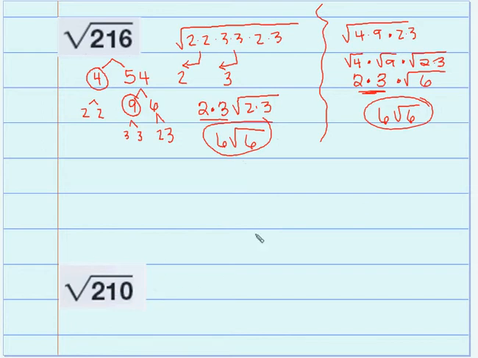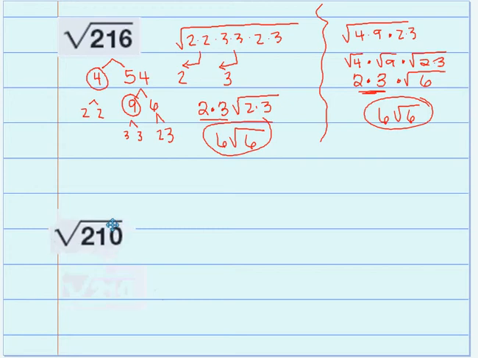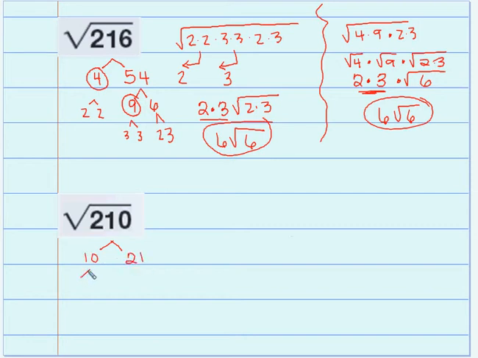210, let's see if we can prime factorize that as well, and then see what happens. So I know that this is 10 times 21, and I know that 10 is 5 and 2, and I know that 21 is 3 and 7. So if I write those under the radical, 2 times 3 times 5 times 7, and I just put them in numerical order, just because that made sense to me.